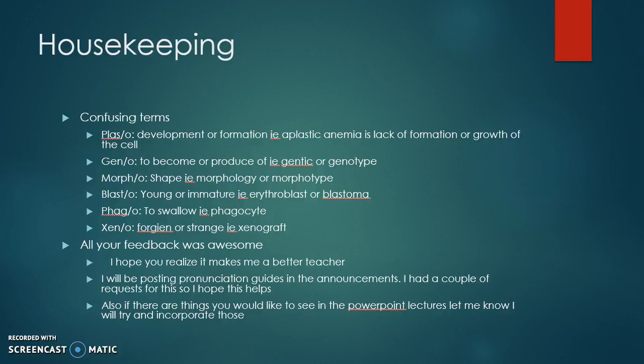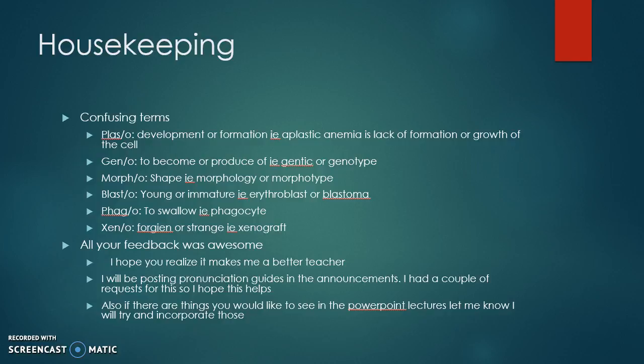And then phago is to swallow, right? Last week we talked about phagocytes, and these are immune cells that swallow things. And then xeno, and this comes up in multiple units, so make sure you understand this. This is foreign or strange. So we could do either of those.